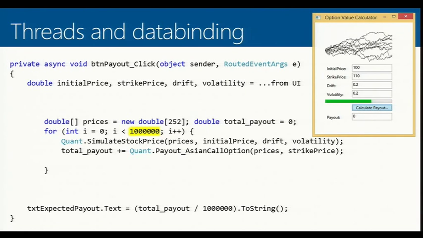What I wrote, let's look at the code. It's a desktop application for doing financial analysis. Actually, it's doing option pricing.